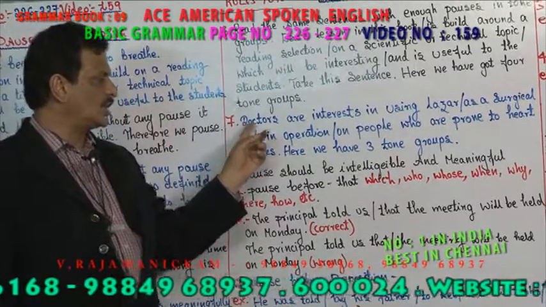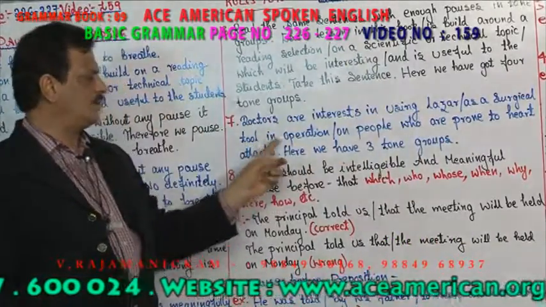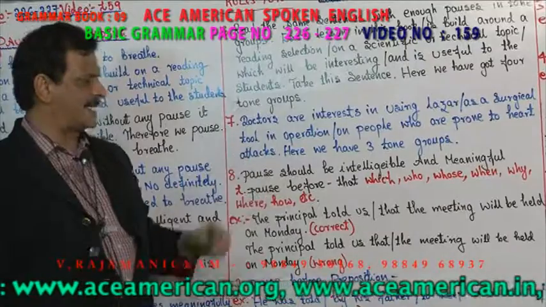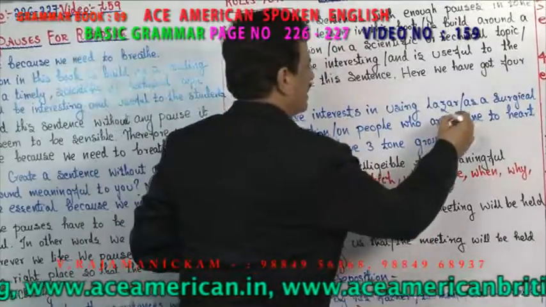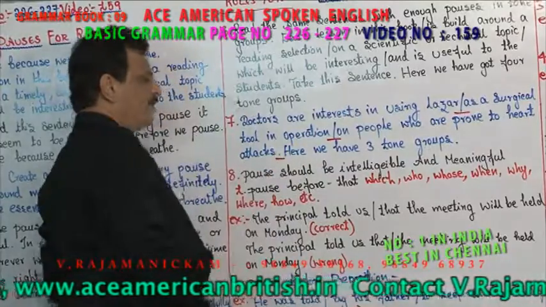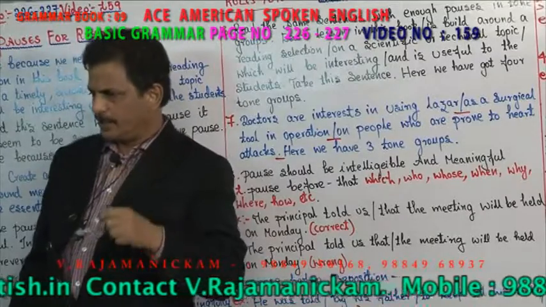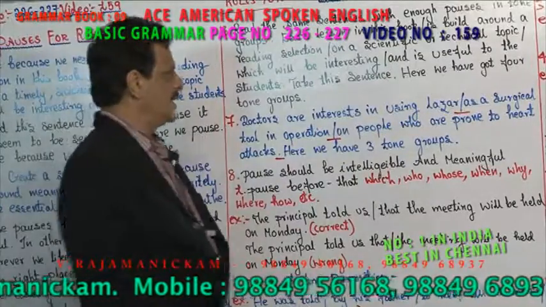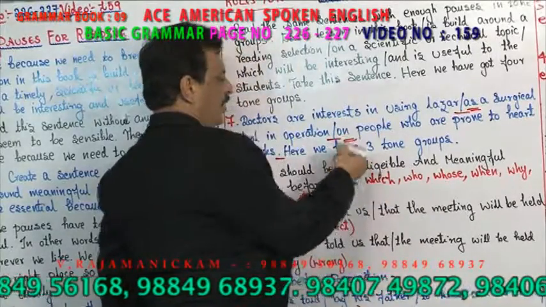Number 1, doctors are interested in using laser as a surgical tool in operation on people who are prone to heart attacks. Here we have 3 tone groups. See here we are giving a pause. Here we are giving a pause. Here we are giving a pause. So at the end of the sentence, we put a full stop, meaning to pause. Commas, to pause. Here pause is used before the preposition as, before the preposition on.